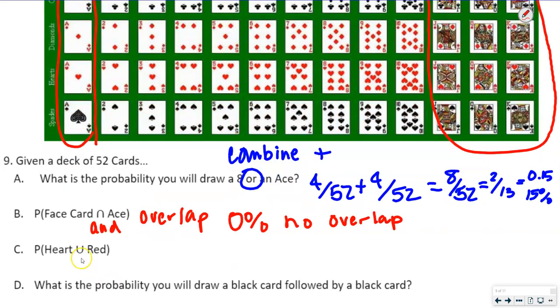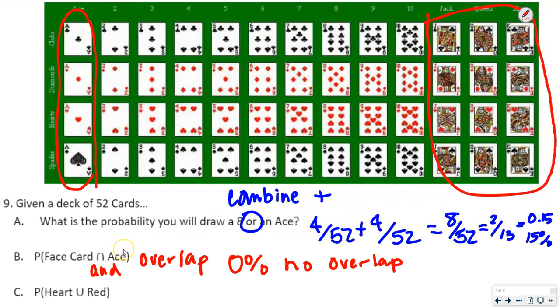The next one says heart or red, okay? So let's do this one. How many hearts are there?